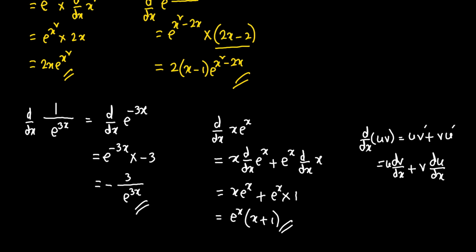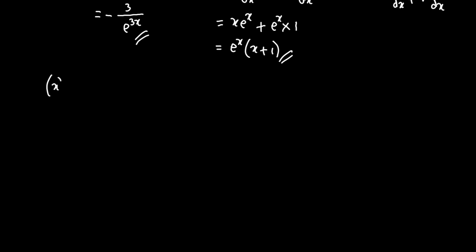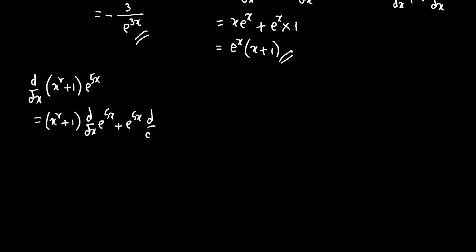Let's move to the next given expression. Given x square plus 1 and another function e to the power 5x. Both things are multiplied, so we need to apply the product rule again, which is x square plus 1, then write here d/dx of e to the power 5x, then plus e to the power 5x d/dx of x square plus 1.